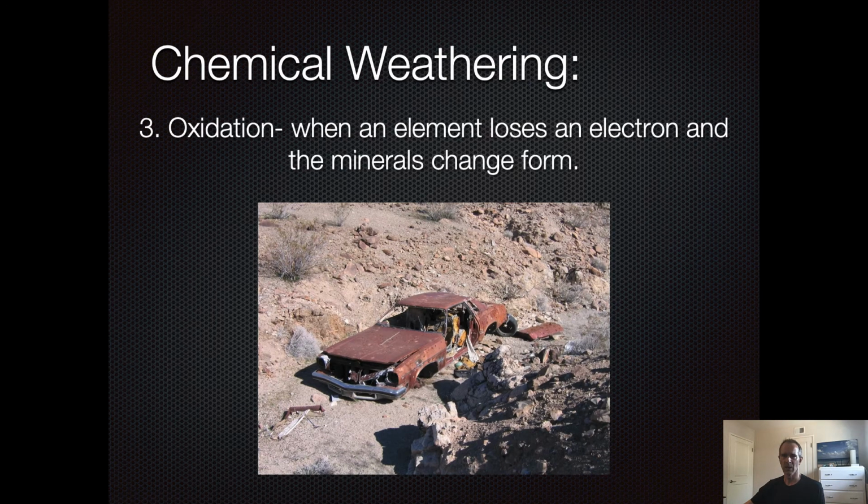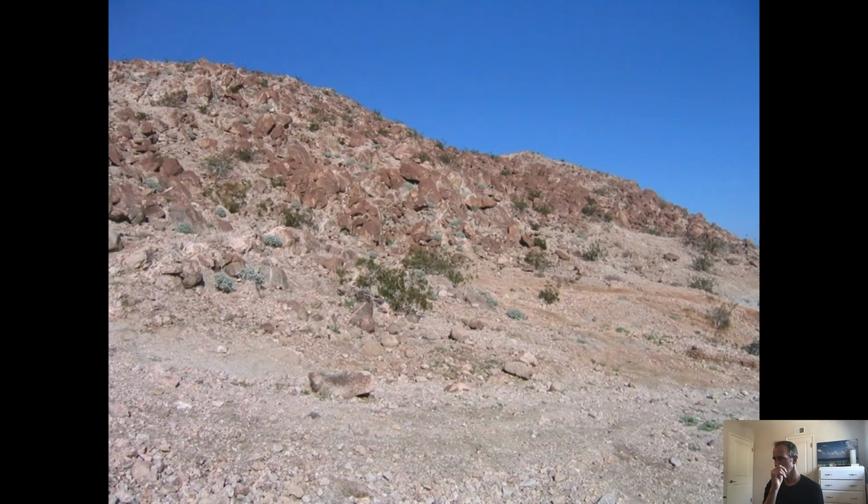This is basically rust, when an element loses an electron and the minerals involved change their form. So here we have an example of a car rusting out in the desert. This is metal being oxidized, but rocks also oxidize. So here we look at some granodiorite rock, this is in Anza Borrego Desert, east of San Diego.